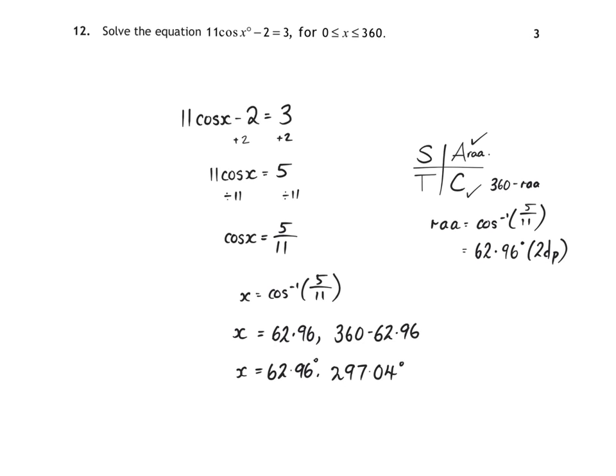So the marks for this one, 3 marks. We get 1 for rearranging to cos x equals 5 over 11. Your second mark is for getting the first angle of 62.96, and the third mark is for getting the 297.04. Hopefully that was straightforward, and then on to our last question for this paper.